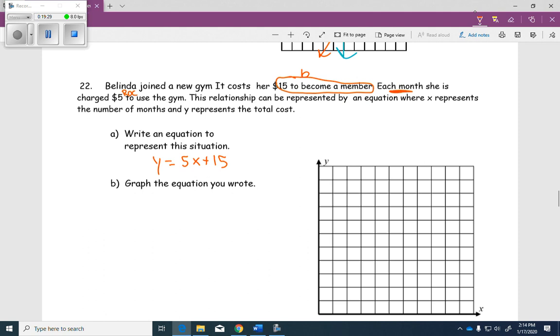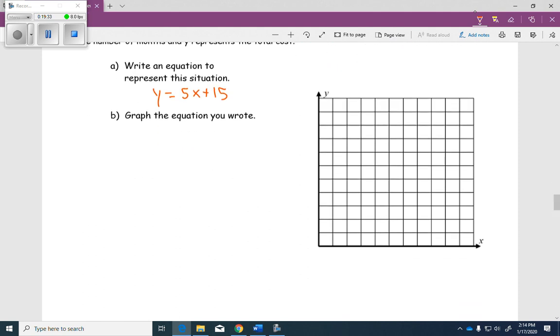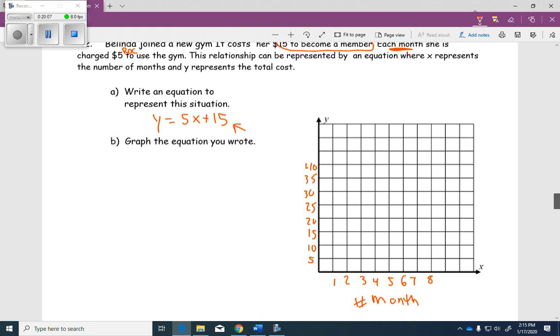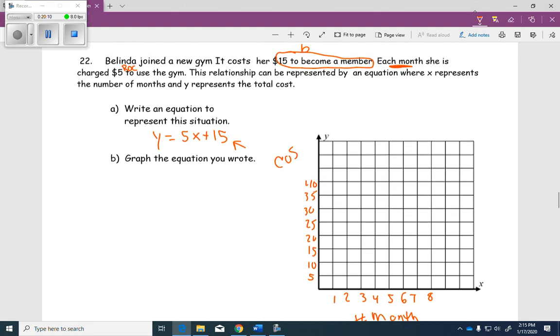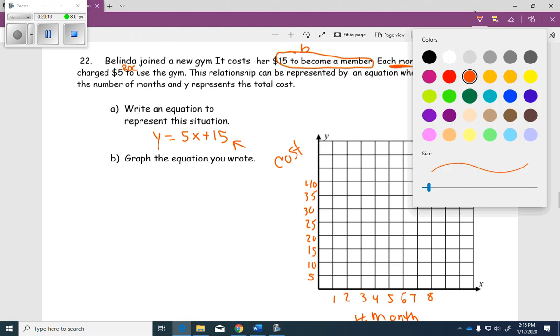And we have to graph it now. So I can't go by ones because I wouldn't be able to start at 15 on the y-axis. So I'm going to go by 5s on the y-axis. But on my x-axis, I'm going to go by ones. So the x's stand for each month. So I'll say number of months. And the y stands for the cost. So I have to start at 15.